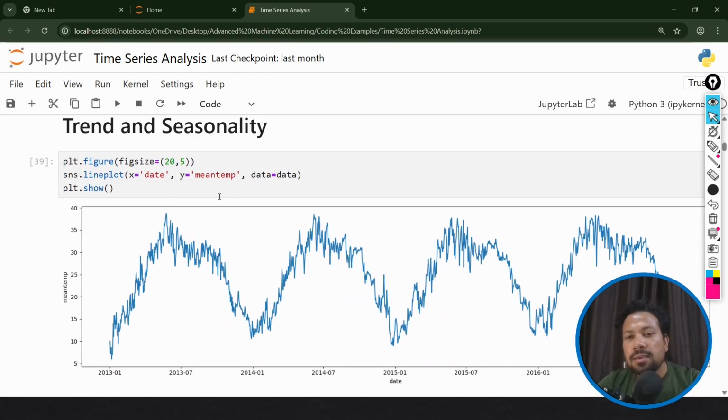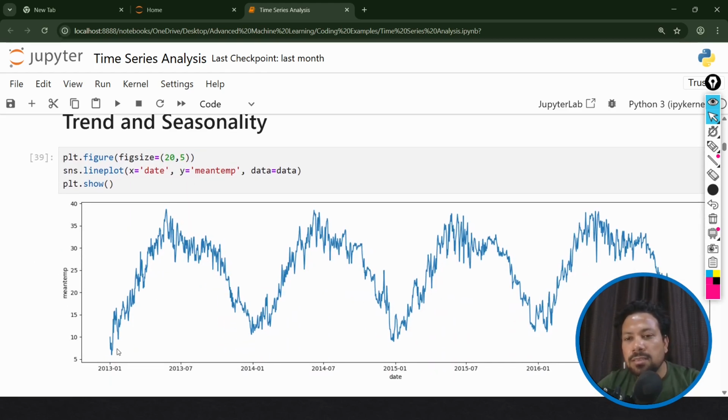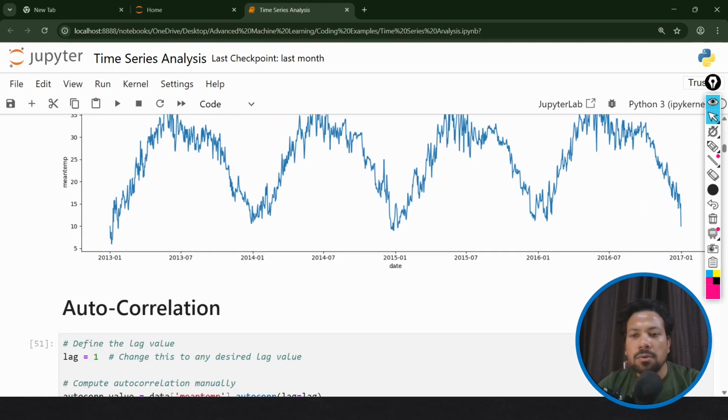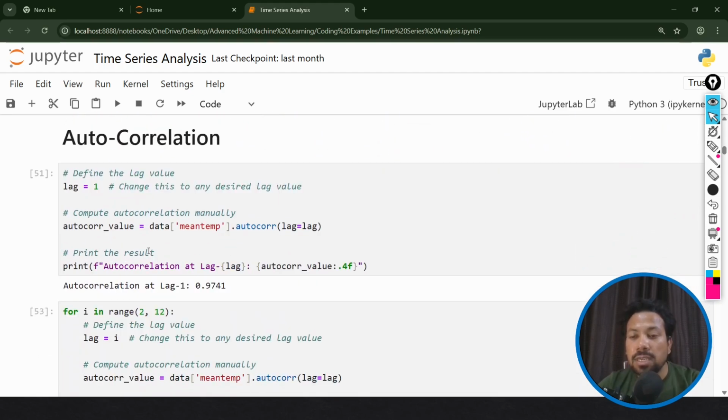Trend and seasonality: here you can see that seasonality is there. This particular pattern, upward and downward, is repeating for each year. So we can say that our data has some amount of seasonality in it. Autocorrelation.